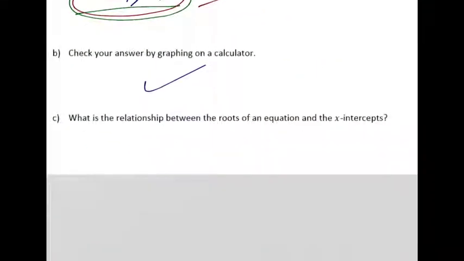What's the relationship between the roots of an equation and the x-intercepts? We just talked about that. They're the same thing, right? They use different terminology at various times. So just as long as you know that they're called roots, zeros, or x-intercepts, it all means the same thing.